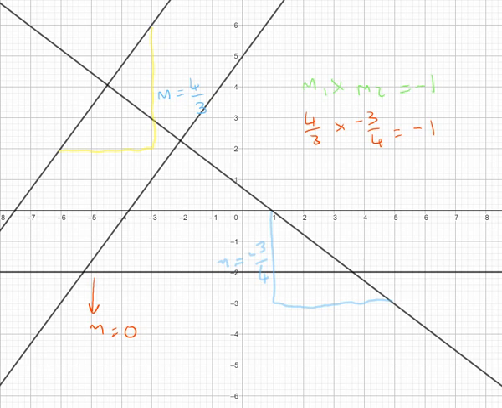And finally, if you have any vertical line, meaning any line that goes straight up vertically, that slope is undefined.